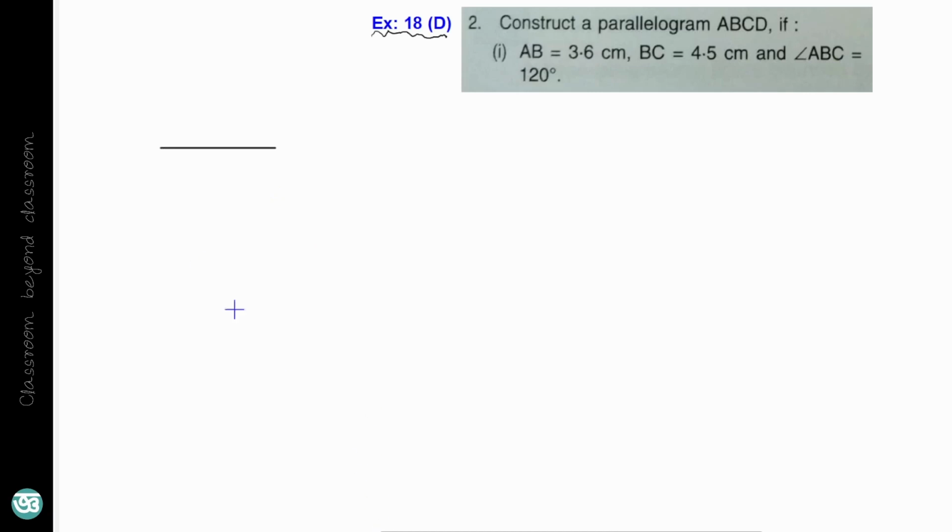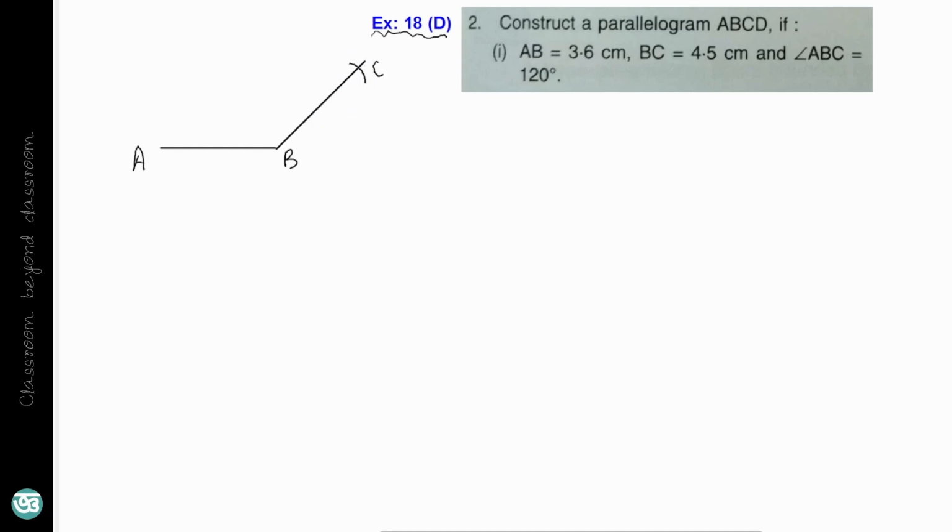Say this is the side AB of the parallelogram. Then angle B is given, that is angle ABC is equal to 120 degrees. So we can construct an angle of 120 degrees. The point C can be located because BC is given.